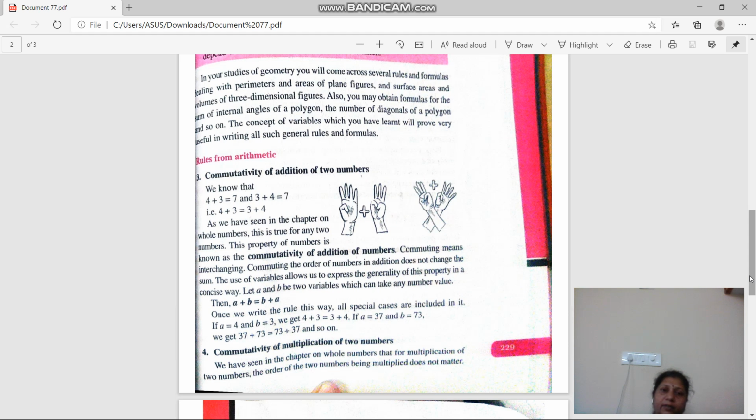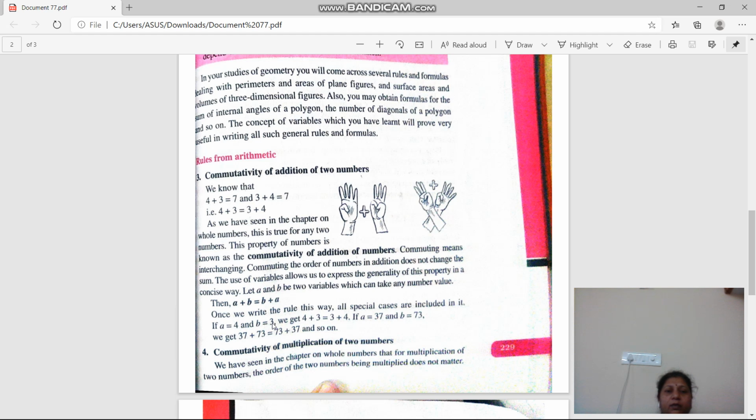So instead of taking numbers, take any two letters, alphabets we can say. Here we have taken the variables a and b. If we add a plus b, where a and b stand for any two different numbers, we will get b plus a. Once we write the rule in this way, all special cases are included in it.